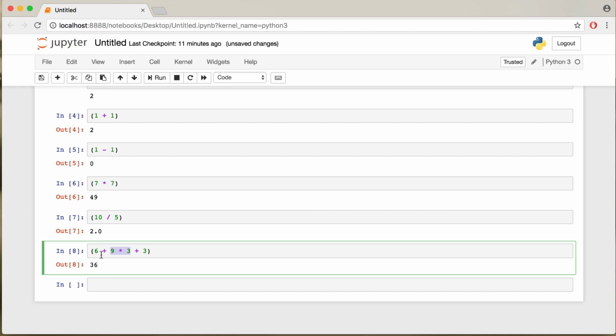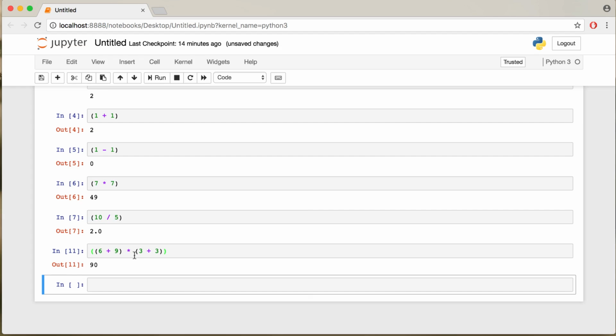If you want to ensure addition occurs first, just like you would in everyday math, place brackets around 6 and 9, and brackets around 3 and 3. Adding 6 and 9 to make 15, adding 3 and 3 to make 6, multiplying 6 and 15 to give 90. This is just basic mathematical order of operation.